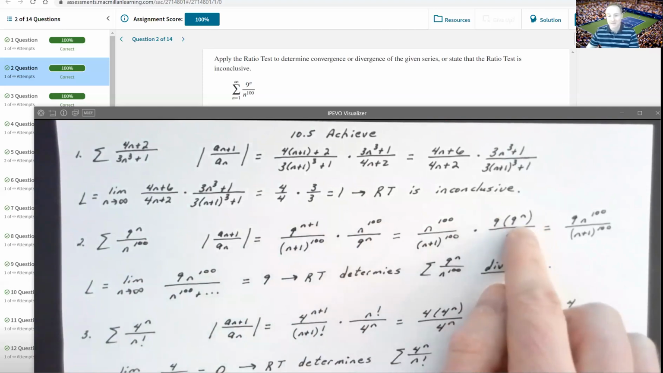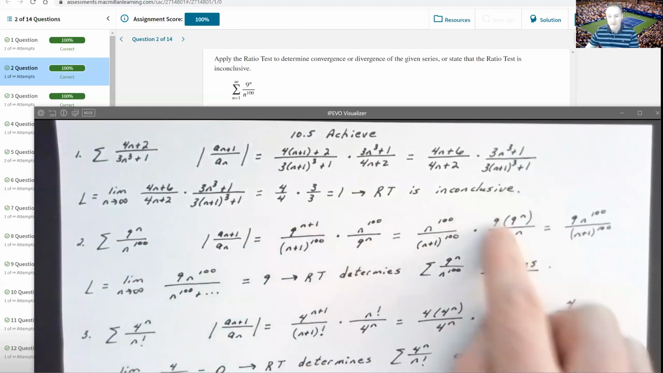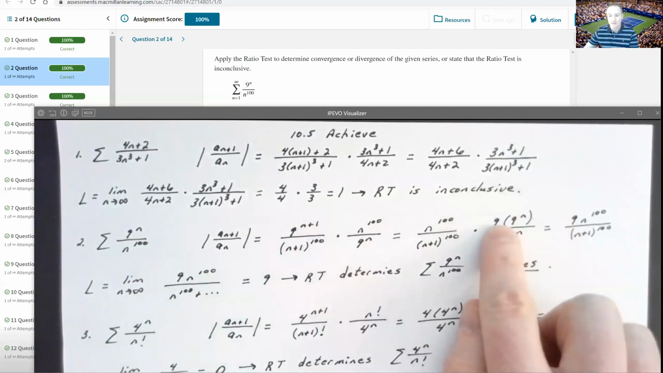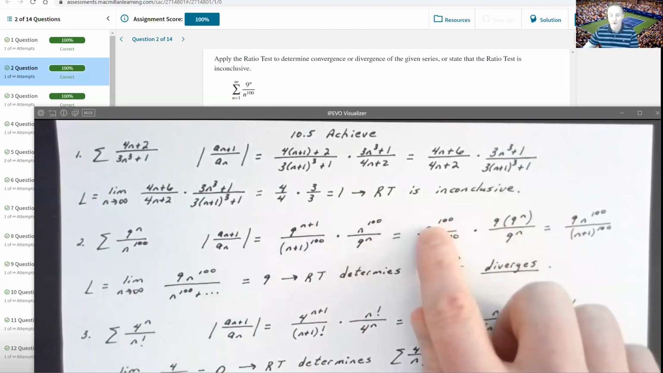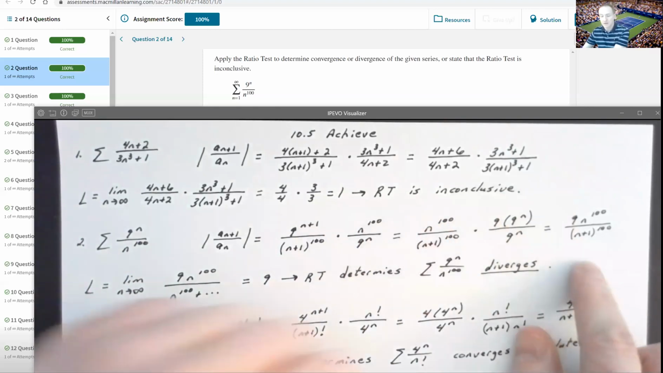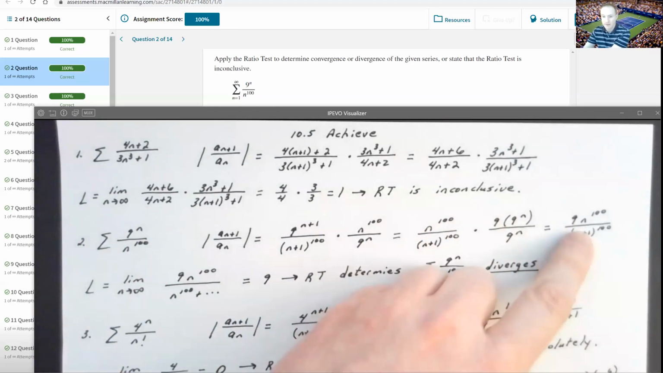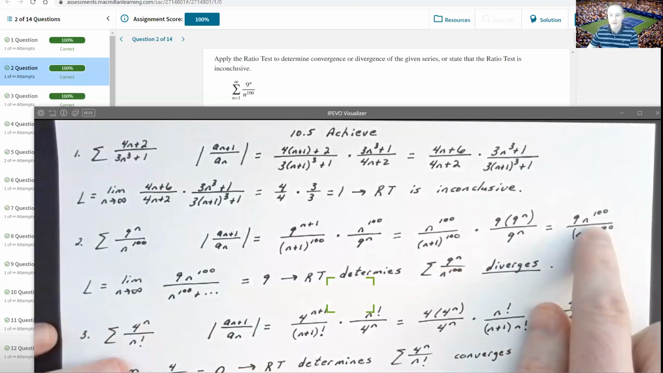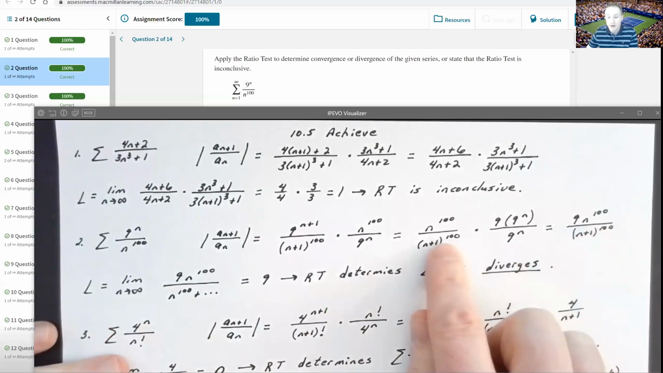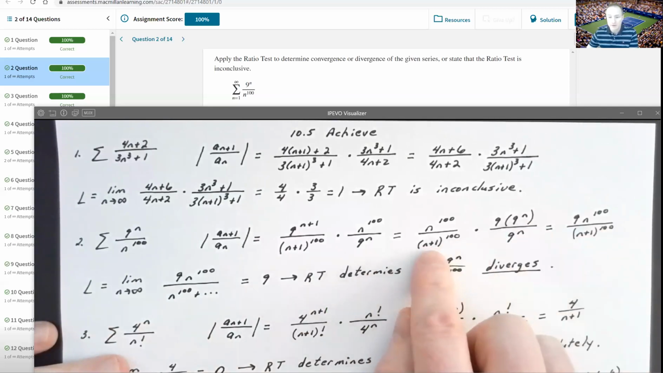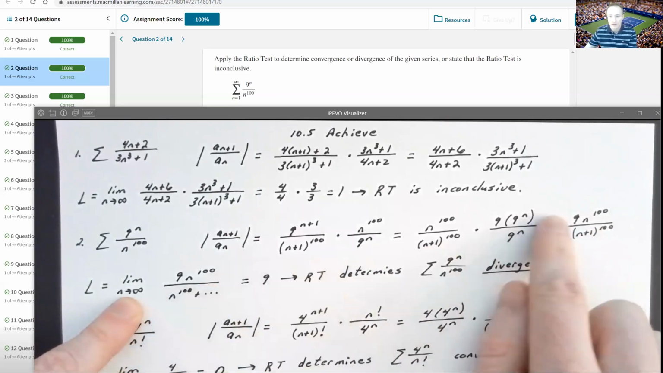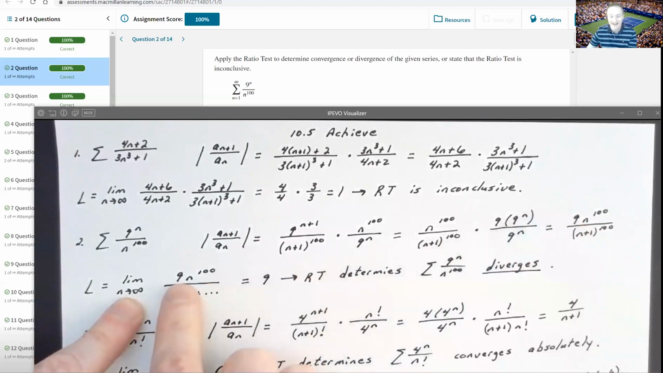Now that 9 times 9 to the n can cancel with that 9 to the n in the denominator, and I can say, well, then that's just going to give me 9. That 9 is going to go over and multiply the n to the 100th power. Let's see if I can make that a little more clear here. There, that's a little better. And then my denominator, the 9 to the n canceled, and you'll just have the n plus 1 to the 100 over there.